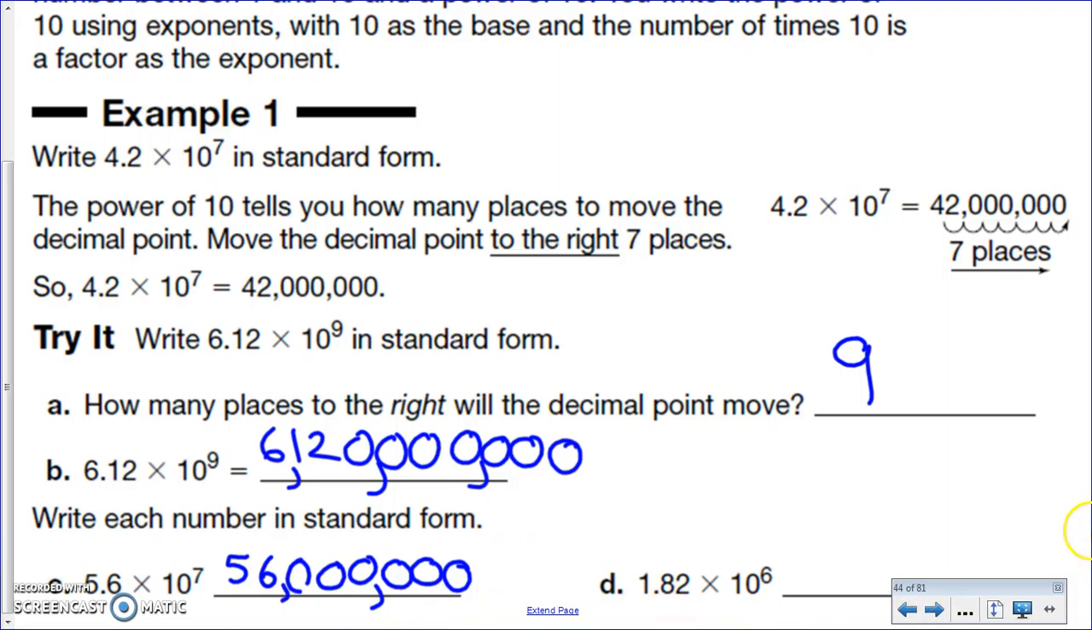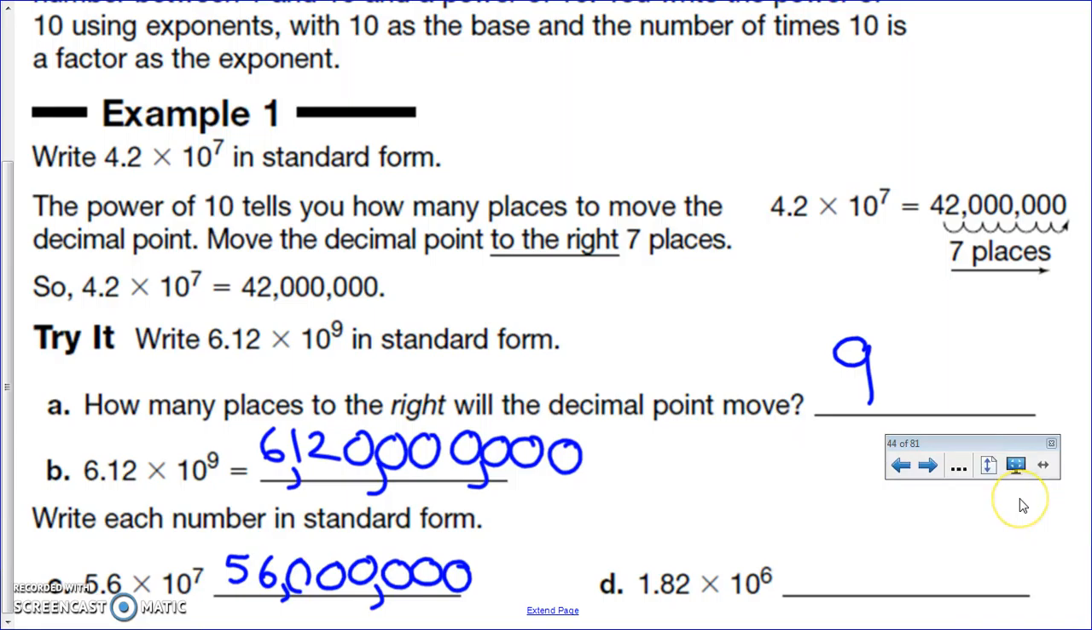Then for D, we have 1.82 times 10 to the 6th. So we know we need to move the decimal 2 places to get it past the 8 and the 2. And then we need to go 4 more places to get the full 6. So we're going to add 4 zeros on the end of this. So we get 1,820,000.